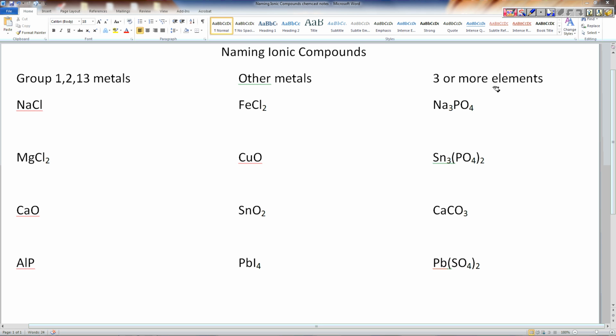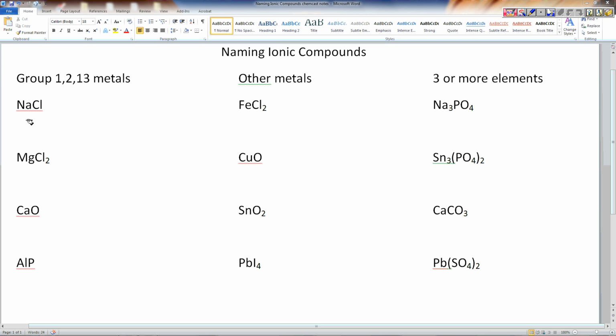The other type is three or more elements. And the way you identify that is that you look for capital letters. In case you have not memorized your elements, you just count capital letters. So here you have 1, 2, 3 capital letters. That tells you have 3 elements. So each of these requires a different system. The first I'm going to go over is the group 1, 2, or 13 metals.